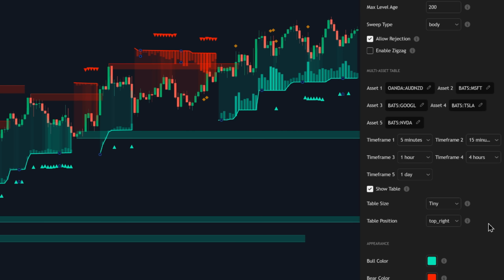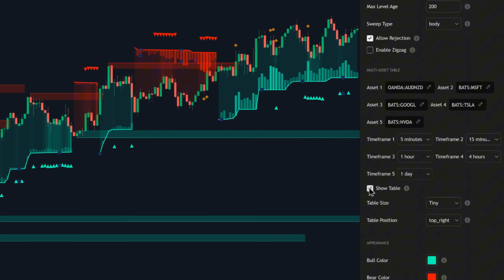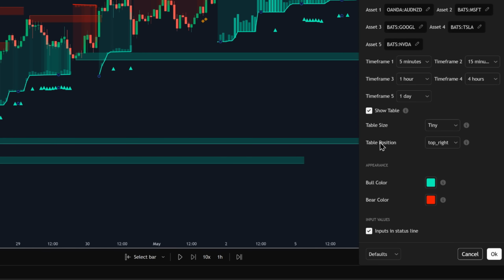Show table toggles the matrix on or off. Table size and table position lets you tuck it away nicely. Bull and bear color adjust the band and fills. And inputs and status line just keeps your key numbers visible at the top so you're never guessing.